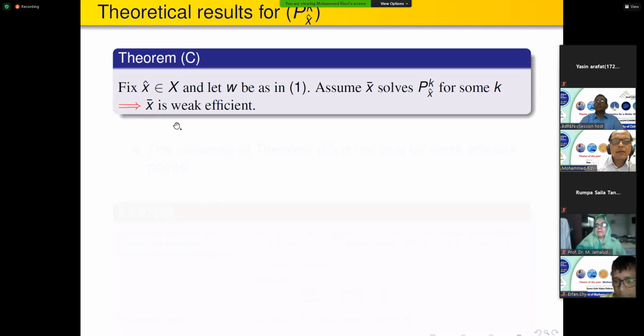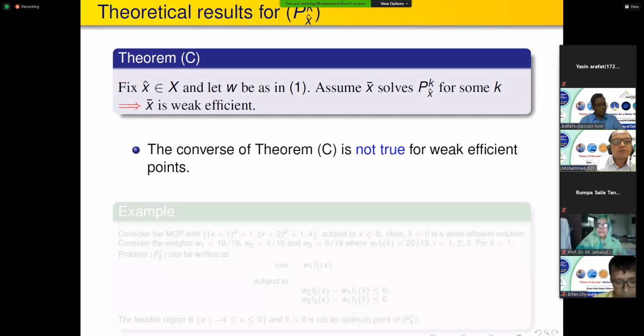Okay, then the converse of this theorem is not true. For example, I can set some counterexamples here to prove that the converse is not true. If you take some weak efficient point, can you guarantee that this weak efficient point is the solution of any subproblem, or of all subproblems? No, we can't guarantee that.